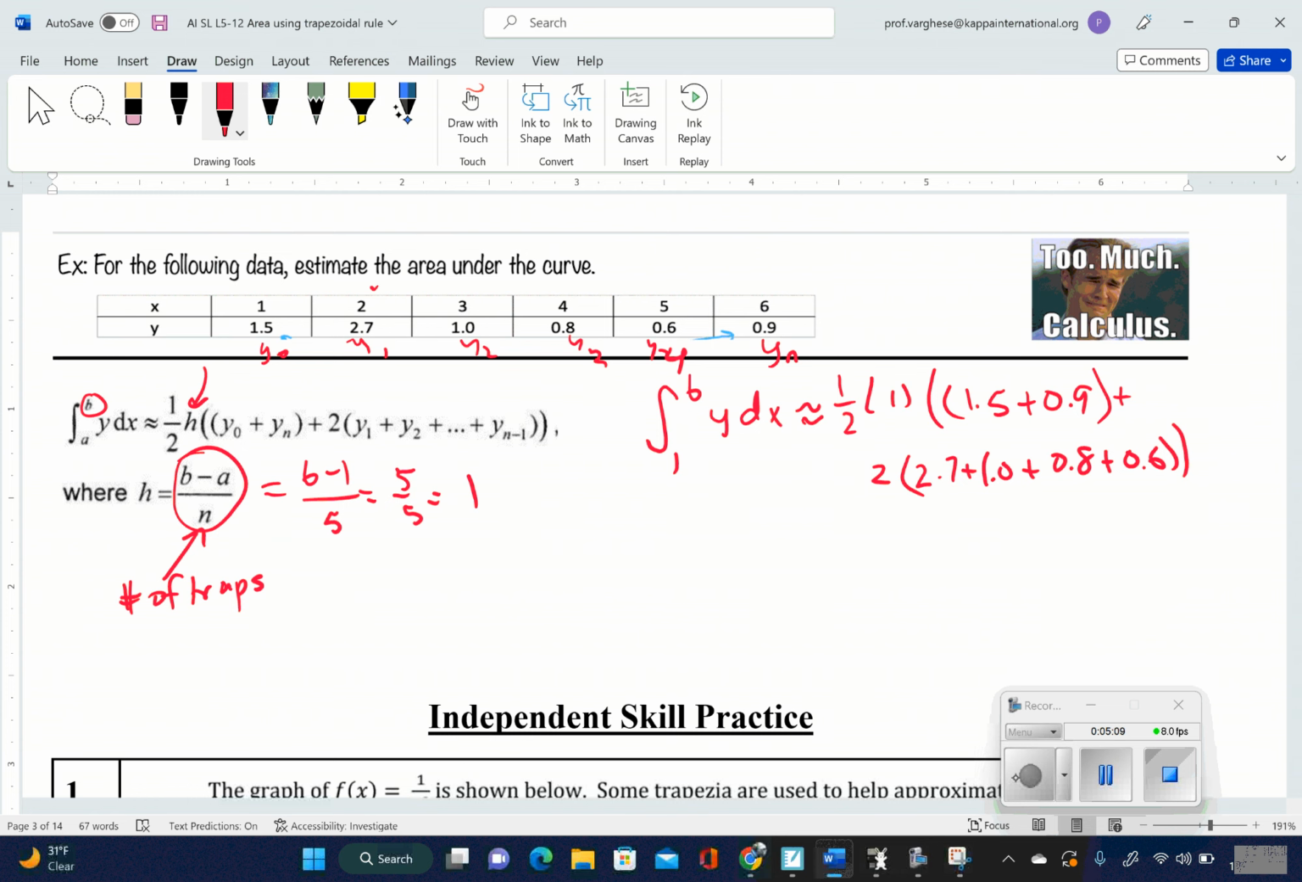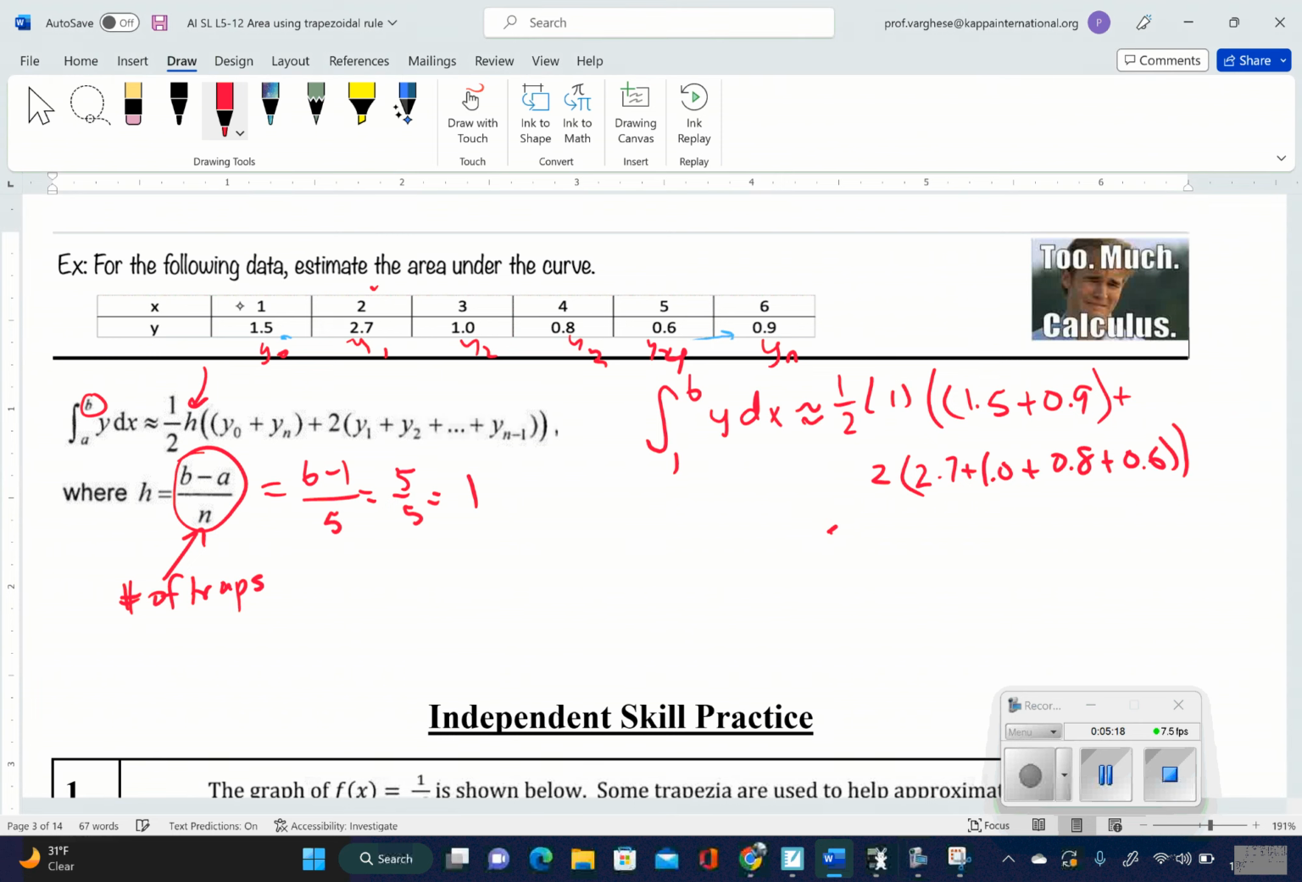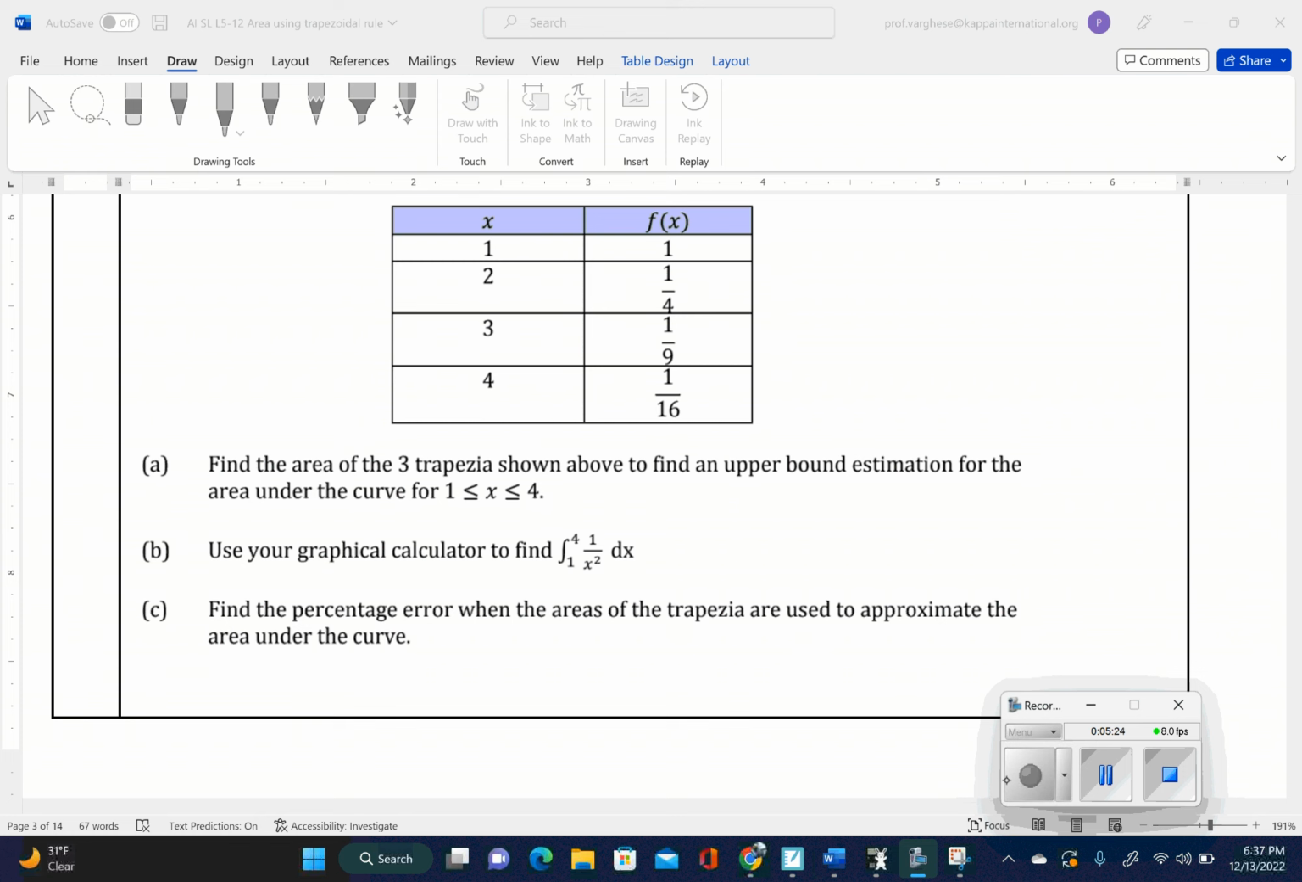And then I go ahead and plug that into my calculator. So when I plug that whole thing into my calculator, I get that my area is going to be about 6.3. That's it. All right, so let's try a couple of problems and hopefully this will solidify in your head.